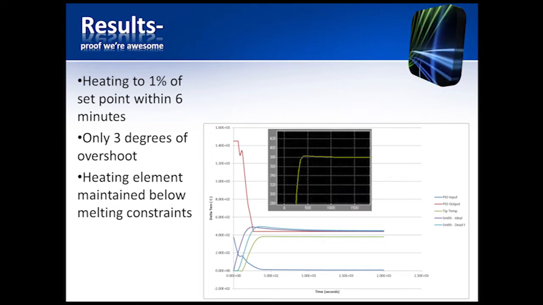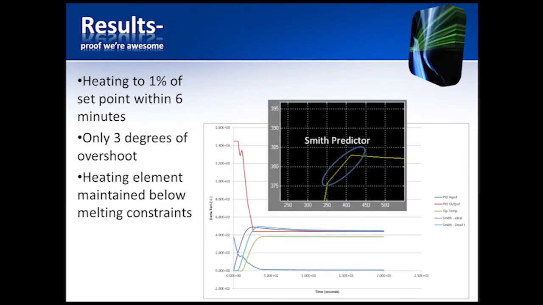This here is a zoom in of our output. This is the tip temperature with a step of 380 degrees, assuming 20 degrees ambient temperatures. And then this here shows our Smith predictor really kicking in right at the end. We have only 3 degrees of overshoot, and we reach within 1% of our set point within 6 minutes. So we felt that that was pretty optimal. We couldn't find anything better.